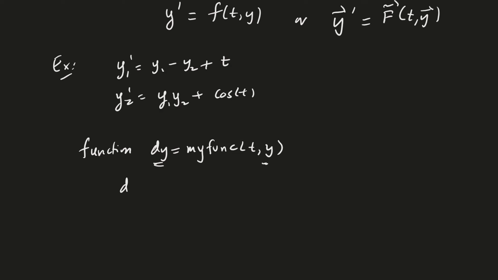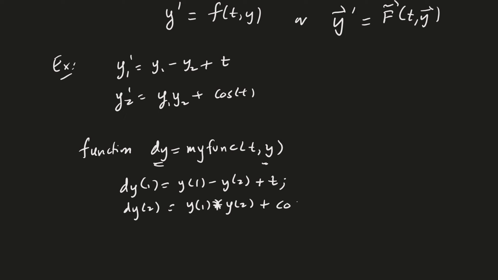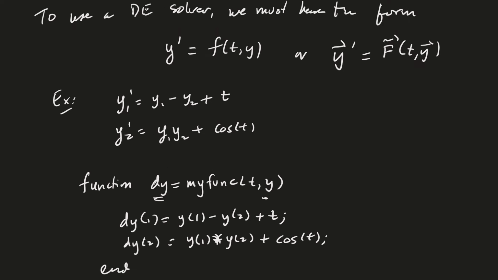So in this case, I would write dy1 is equal to y1 minus y2 plus the t value that's coming in, and then dy2 would be y1 times y2 plus cosine of t. Okay, and that would be the end of your little subroutine. Now you can call this in any of the ODE algorithms to compute your derivative. Good. So systems are kind of built in.